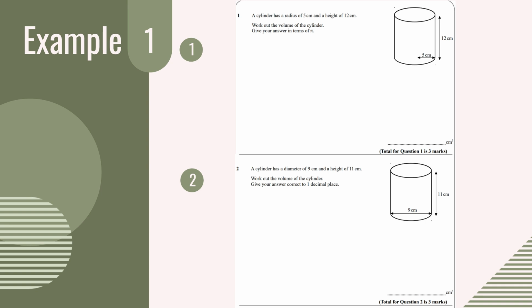So, first we use the equation pi r squared times height equals volume, and we sub our values in. So we do pi times 5 squared times 12 equals the volume. So we do 25 pi times 12 equals the volume to get 300 pi centimeters cubed. And we leave it in terms of pi, so we write 300 pi.